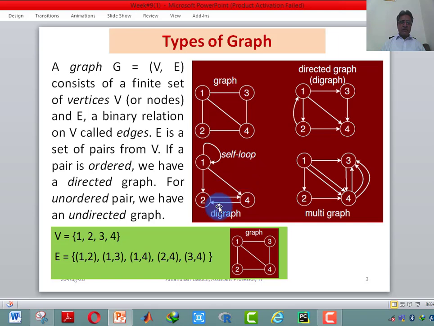This is another kind of directed graph. Digraph means directed graph, where a self loop has been shown. This is a multi-graph. We can extract many graphs from a single graph. Such a graph is called multi-graph.